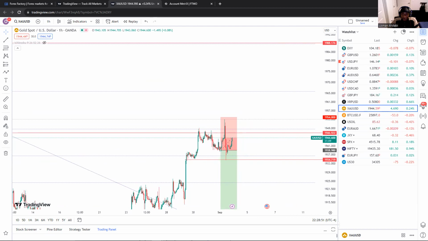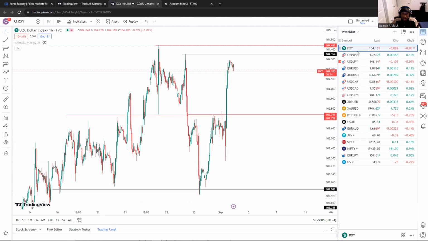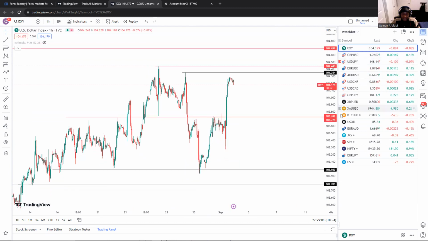Just going to hold on to these trades, because if they are going to start trending the way that I'm in, then these pairs have a lot of room to run, and I want to catch as many pips as I can. So with that being said, let's go ahead and take a look at the DXY.